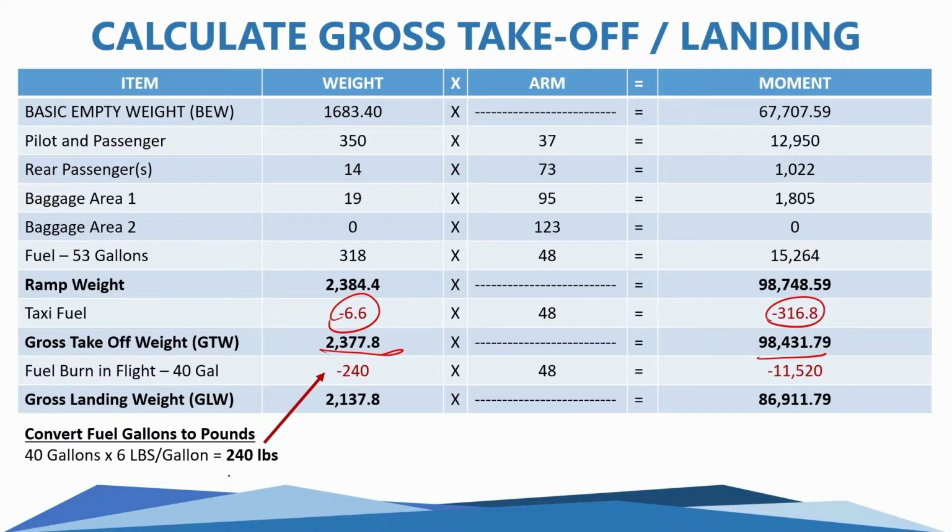We're going to figure out what our fuel burn is based upon a flight plan that we calculated. In this case, we assume based upon the flight plan, we're going to use 40 gallons at 6 pounds per gallon. So by the time we land, if everything goes well, you will be 240 pounds lighter. Once again, it is all coming out of station 48 because that is where the fuel is located. I'm going to subtract the moment, and then I come up with a landing weight of 2137.8, and then I have this moment value.